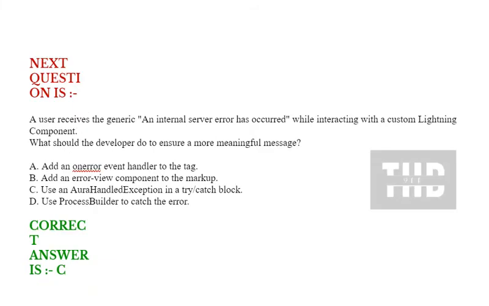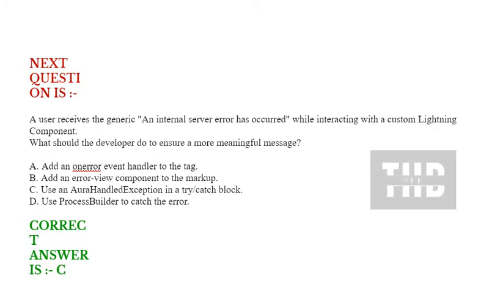Next question is, a user receives the generic "an internal server error has occurred" while interacting with a custom Lightning component. What should the developer do to ensure a more meaningful message? Option A. Add an onError event handler to the tag. Option B. Add an error view component to the markup.